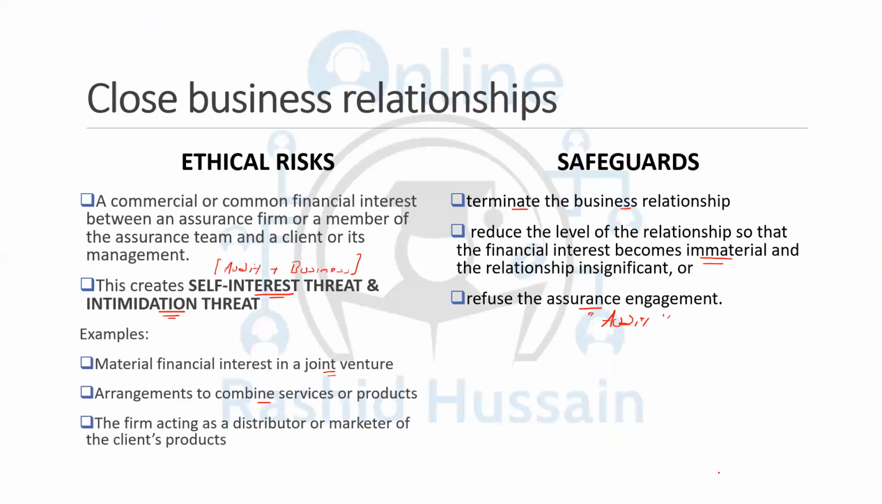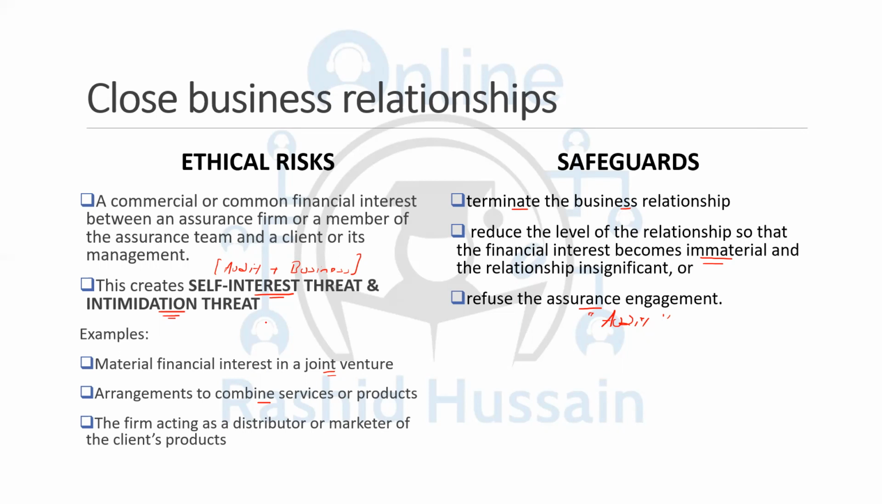Okay, then we have the close business relationship, similar to the one we studied earlier under financial interest. So a business relationship between the audit firm and the client, or a member of the audit firm and the client, gives rise to the self-interest threat and the intimidation threat. Now, how is this self-interest? Obviously, when you are doing the audit and you have the business relationship as well, you will always look to continue both. You will never want to lose either of them. So you will always try to keep the client satisfied just to make sure that you keep doing both with them. So this is the self-interest.